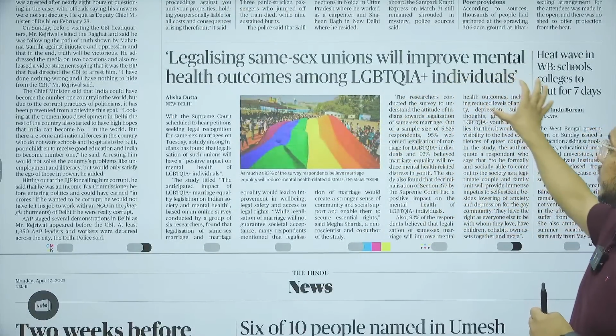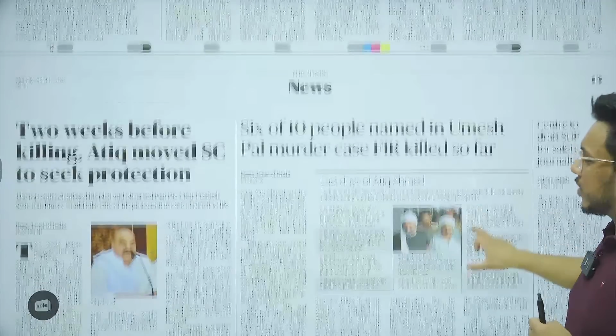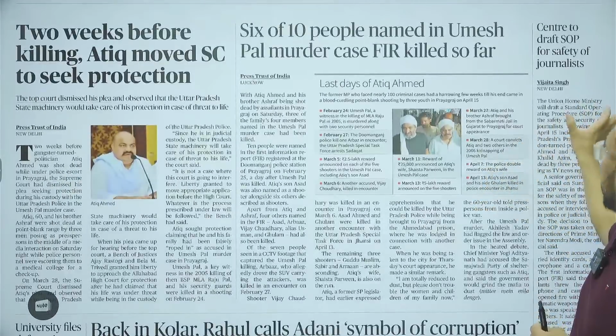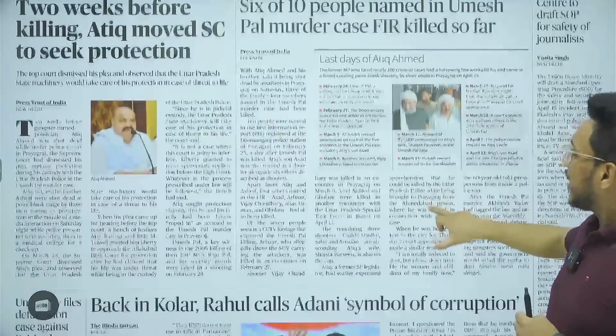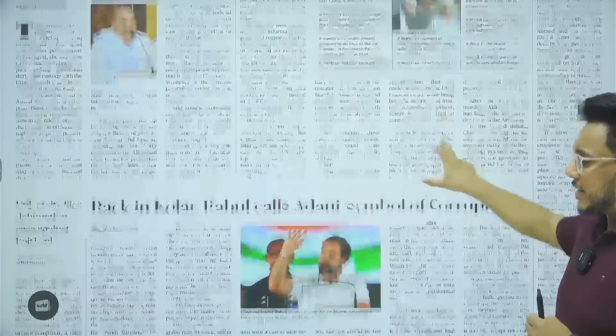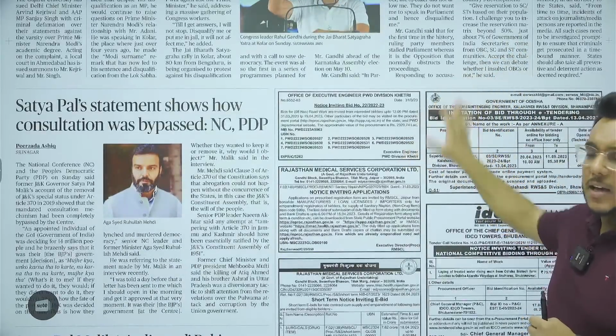Legalizing same-sex union will improve mental health outcomes. We'll see what this particular article is talking about. Then, guys, after that, largely these are the political articles, and the recent killing of Atiq Ahmad and all these things have been given, political articles. So you don't have anything to read on this entire page.